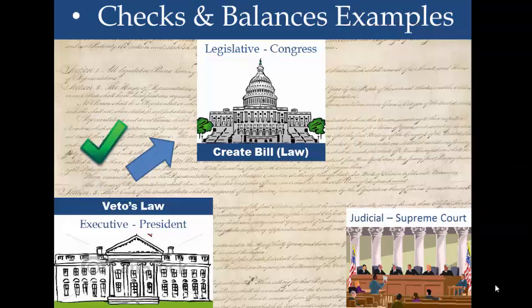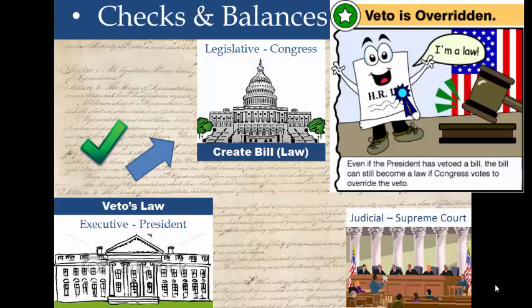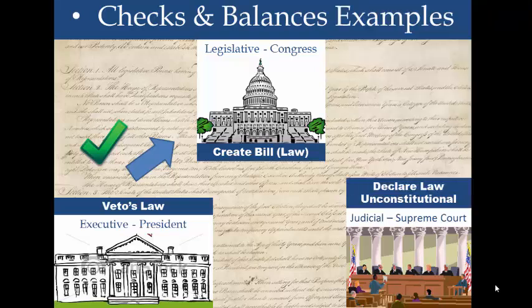Okay, now usually this is the end of it, and Congress would have to try to make a new law. However, they can override his veto if 2/3 of both houses vote in favor of the bill. It becomes a law. However, this is very difficult and rare, but this is something we'll look at later this year. Now, what can the judicial branch do?